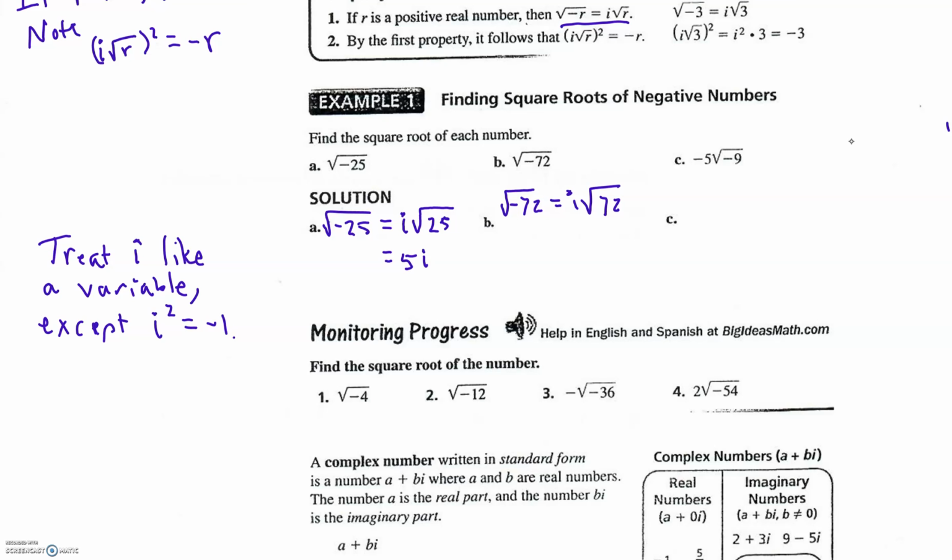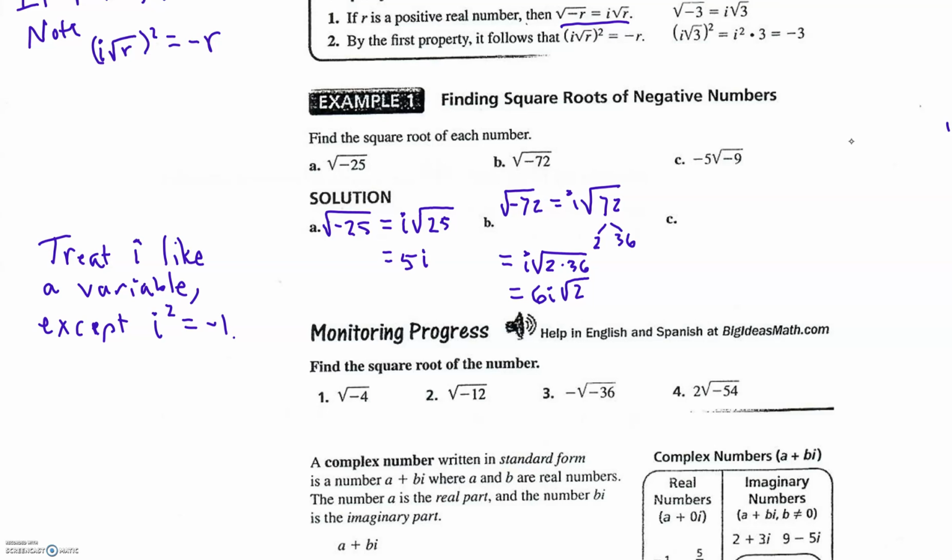And then we're going to divide the 72 by 2 and have 2 times the square root of 36. So we have i times the square root of 2 times 36. We'll use our product property of radicals to say the square root of 36 is 6, so it comes out. And we have 6i times the square root of 2.